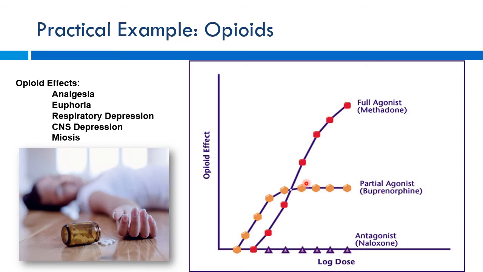So again, I can increase the dose by a huge amount. I'm not going to get any additional efficacy of that. Versus if I have a full antagonist like naloxone, what do you notice here? No effect whatsoever, right? So again, it's one of those important things you're going to notice there. So again, a full agonist versus partial versus an antagonist, right? So this is a good way to illustrate those differences there.